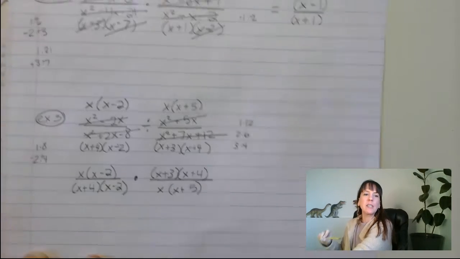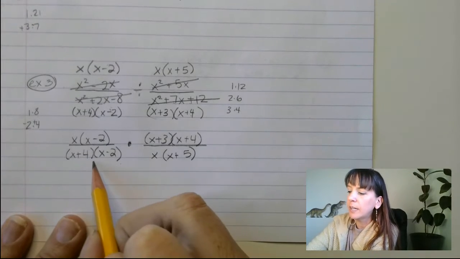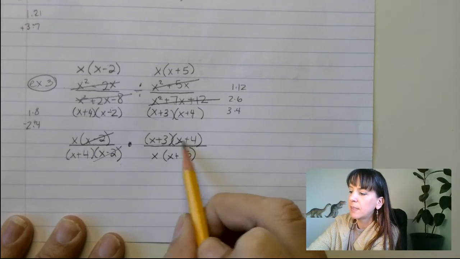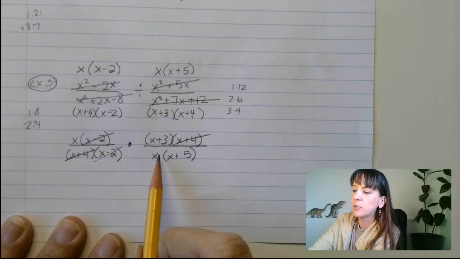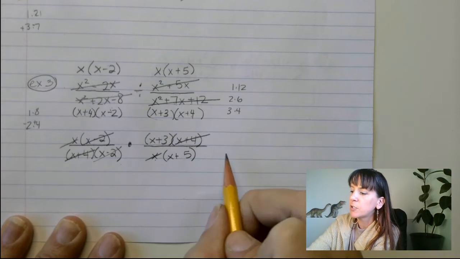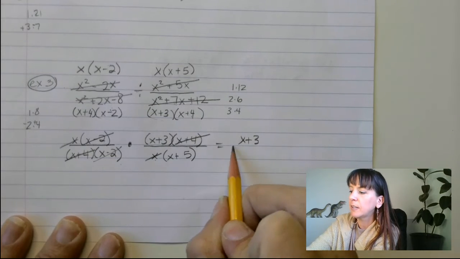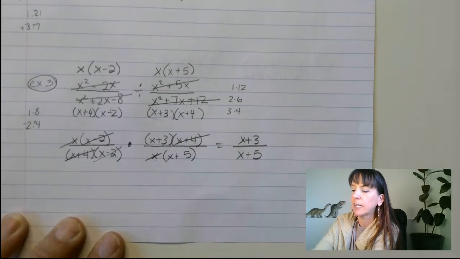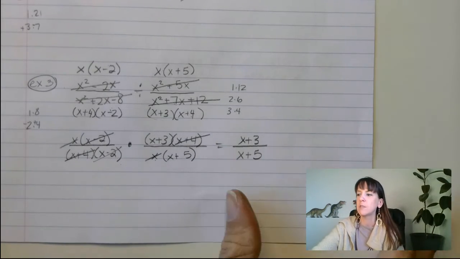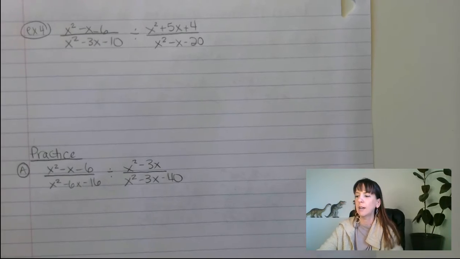Now the fun part, we get to cancel out, yay! So again, you can cancel these guys out, this and then this loose x we got there and there, which leaves us with x plus 3 over x plus 5. And again, if you need to protect them, put parentheses around them, you can do that. All right, example number 4.